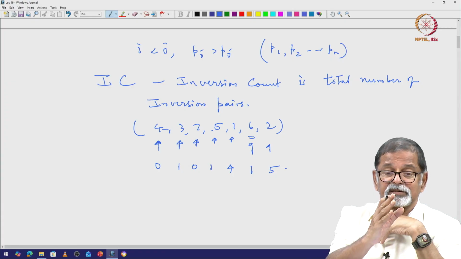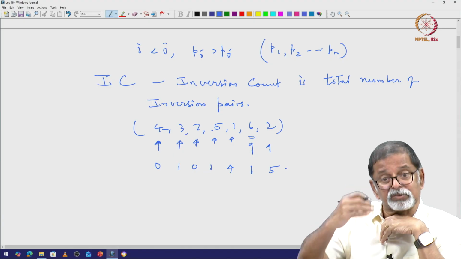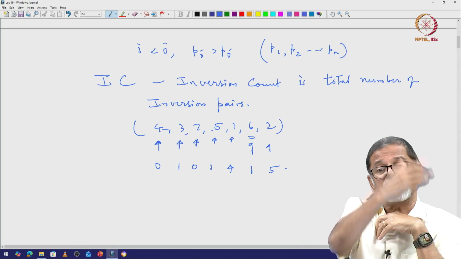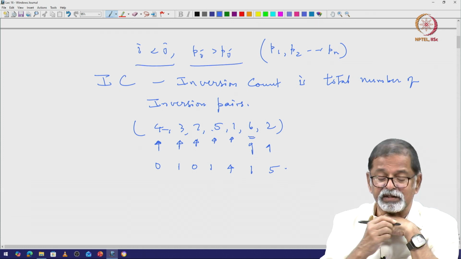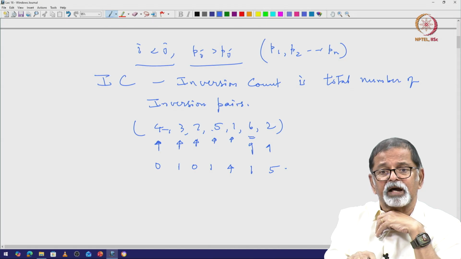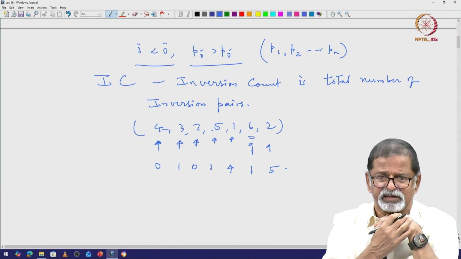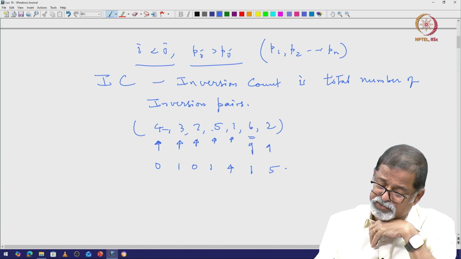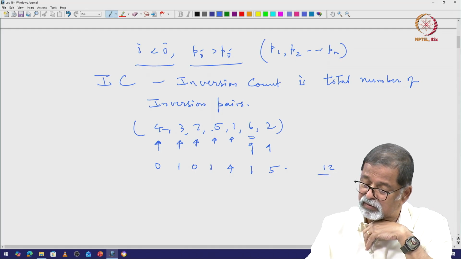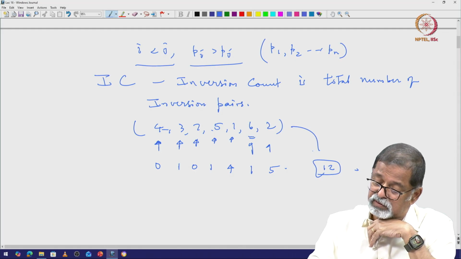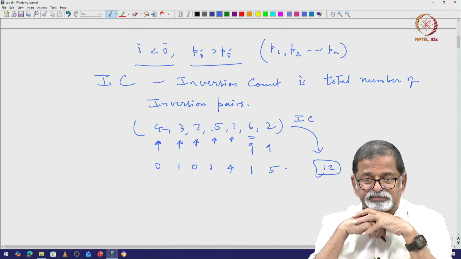So, each position defines the inversion count with respect to that position. How many are to the left and larger? Okay. I less than j, but pi greater than pj. I am using strict inequality because it is a permutation, all numbers are distinct. So, the inversion count is 1 plus 1, 4, 6, 7 and 12. So, the inversion count for this permutation is 12.